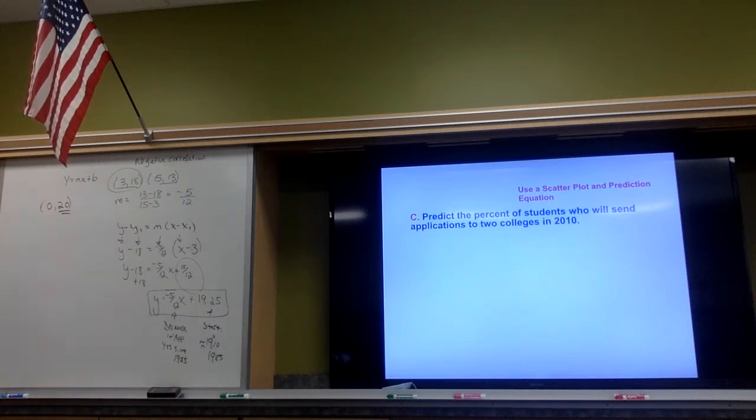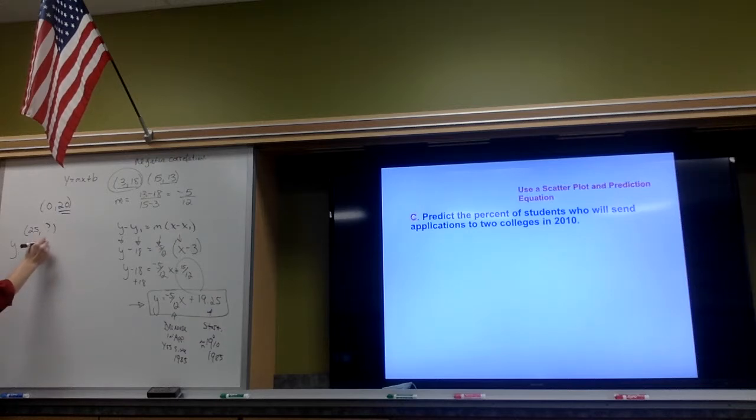Part C, still the third part. Predict the percent of students who will send applications in 2010. I'm now going to use my equation that I created to predict this result, just to get an estimate of what I would expect in the future. In 2010, how many years has that been since 1985? Maybe 25 years. So in 25 years since then, what's my output going to be? Negative 5 over 12 times 25 plus 19.25. That's what we're going to plug in. When we do that, we get roughly 8.83%. So in 2010, we should expect 8.83% submission for applications.